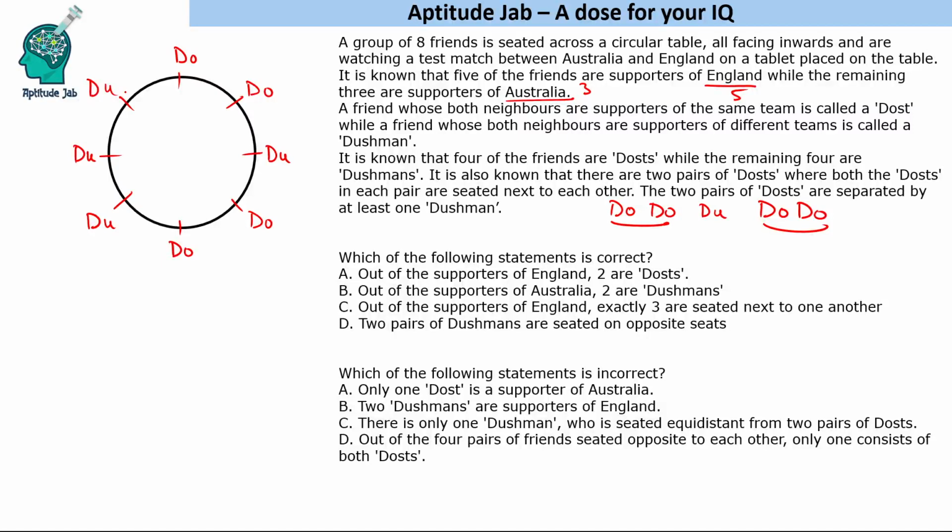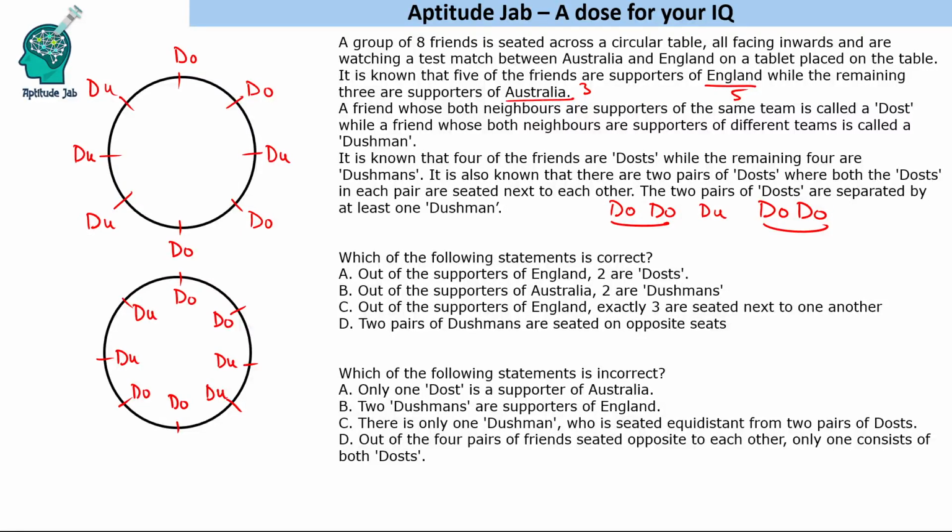Okay, and then you can have remaining 3 dushmans. Okay, so let us take one more case where there are 2 dosts which are sitting next to each other. Now we can have, instead of one, we can put 2 dushmans like this. Now once we put 2 dushmans, then there will be 2 more dosts, right? And then dushman. So like this we can have 2 possibilities.